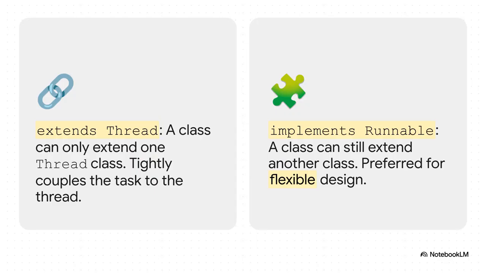Now, this is a classic exam question, so listen up. There are two main ways to create a thread. You can either have your class extend the Thread class directly, or you can have it implement the Runnable interface. The second way, implementing Runnable, is almost always the better choice. Why? Because it separates the task, the thing you want to do, from the runner, the thread itself. It's just a cleaner, more flexible design.